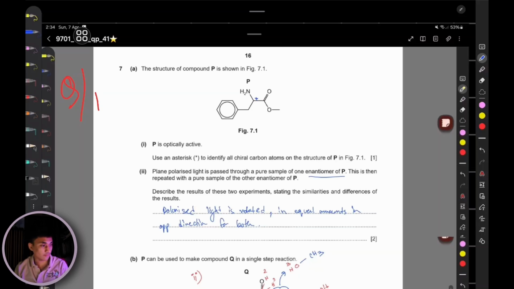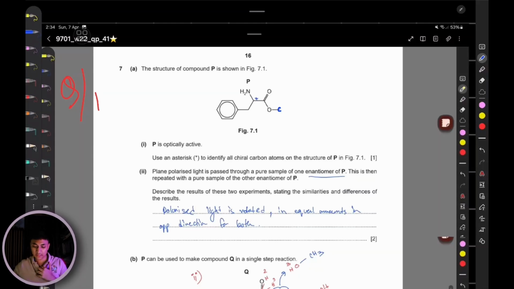It's saying the structure of compound P is shown in figure 7.1. Now this is a benzene structure, and then you have an extended structure of an amine group attached, and this is your ester linkage. An ester linkage, double bond O and O over here, right? So C bonded to O and bonded to another O and another C over here. So this is an ester.